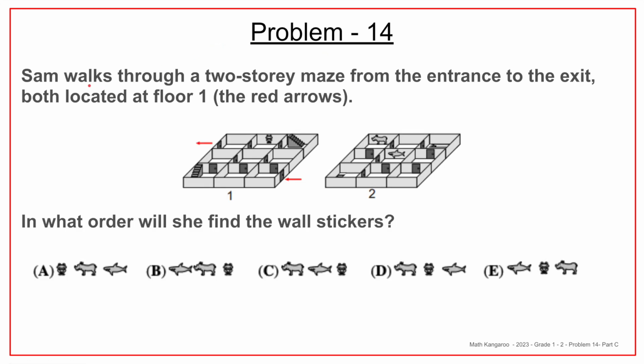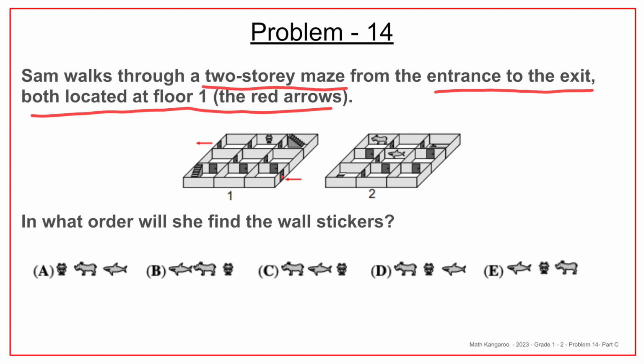Problem 14. Sam walks through a 2-story maze from the entrance to the exit, both located at floor 1, the red arrows. In what order will she find the wall stickers? These are our options. So we have 2 floors, 1 and 2. Sam walks through these doors, maybe goes through the stairs, goes to the second level. We have to find out what wall stickers he will be able to see.